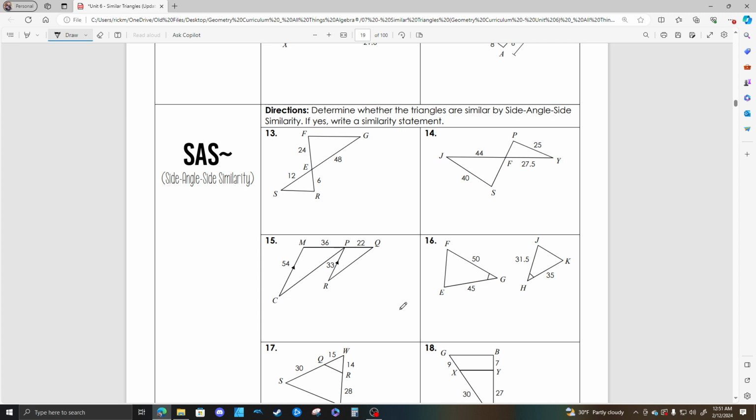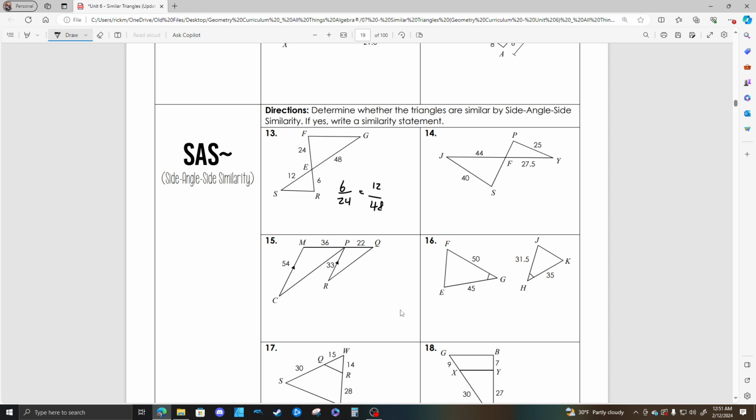So let's go to side, angle, side, where we need 2 sets of congruent sides, and we need an angle in between. So let's just look at number 13. This will be the last one we do. So we have 24 and 6 would be the ones that match up. So I'm just going to do 6 over 24. And that has to equal the other one, which is 12 over 48.